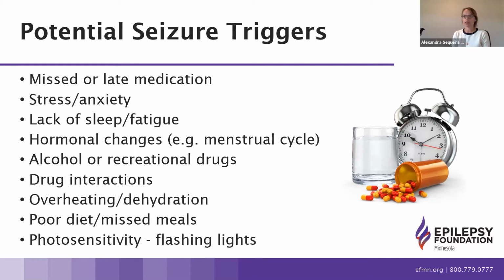Alcohol certainly can reduce the seizure threshold, not only when intoxicated, but in particular when withdrawing from alcohol in individuals who are heavy drinkers, daily drinkers. Or recreational drugs. Some drugs are definitely known to lower the seizure threshold. Drug interactions can also trigger seizures. Overheating and dehydration, poor diet and missed meals, and then photosensitivity.